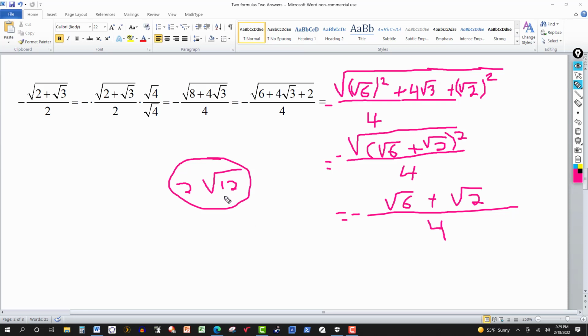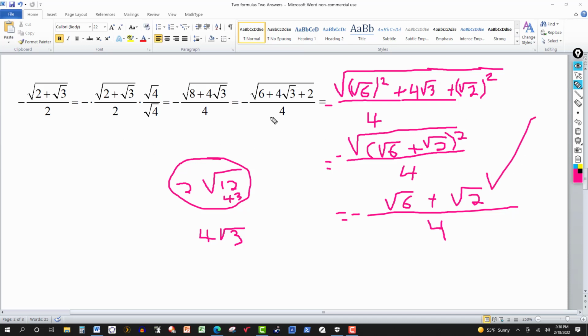Well, again, as we did earlier, 12 is 4 times 3. And the square root of 4 is 2. That comes outside. 2 times 2 gives me 4, times the square root of 3. So, it checks. They're equivalent.